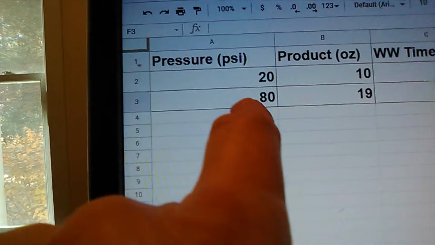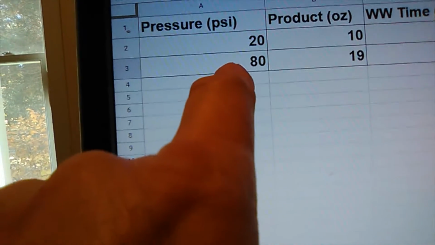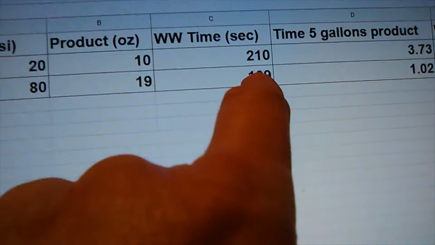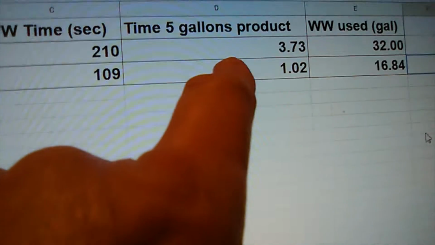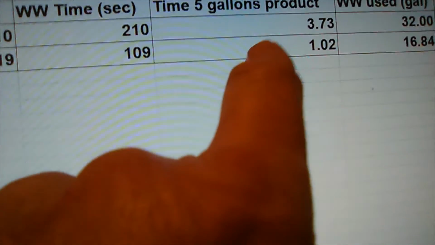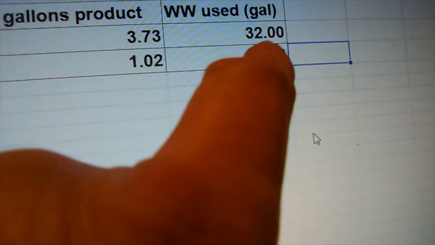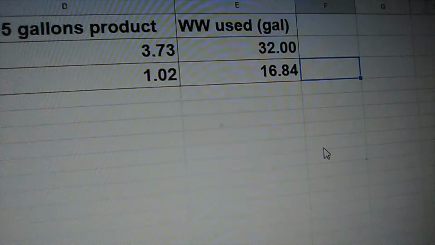Now look at this. So I turn on the booster pump, which is set at 80 PSI. I collected 19 ounces of product water in 109 seconds. So to make 5 gallons of water would take an hour, which is right. It does take me an hour to make 5 gallons of water. And I would only have used 16.8 gallons of wastewater.